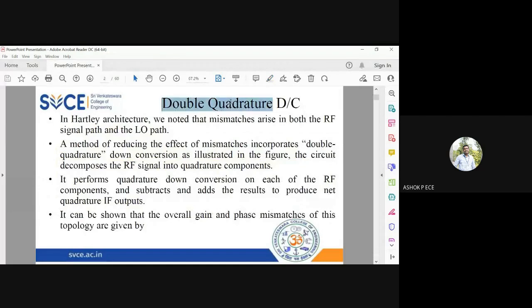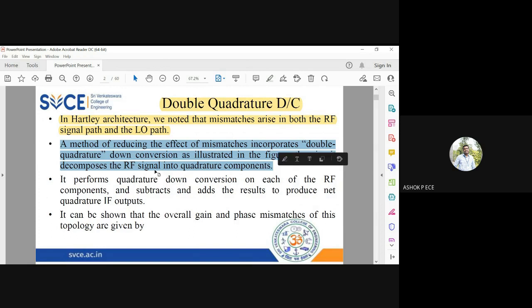Double quadrature means I'm going to perform IQ splitting 2 times. Down conversion, converting from RF to IF, is called down conversion. So in the Hartley architecture, we have seen the issues there when you have mismatch. When the amplitude, frequency, and phase are not perfectly matched, the image is not getting cancelled perfectly, right? So one way of reducing the mismatch is using double quadrature down conversion.